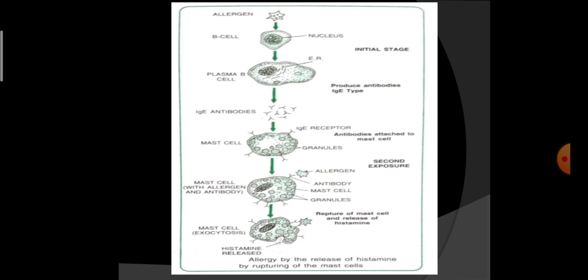This is the mechanism. On first exposure, nothing is happening. They produce antibodies and memory cells. On second exposure, the body is ready by then, and when the allergen comes, it ruptures the mast cell to release the histamine.